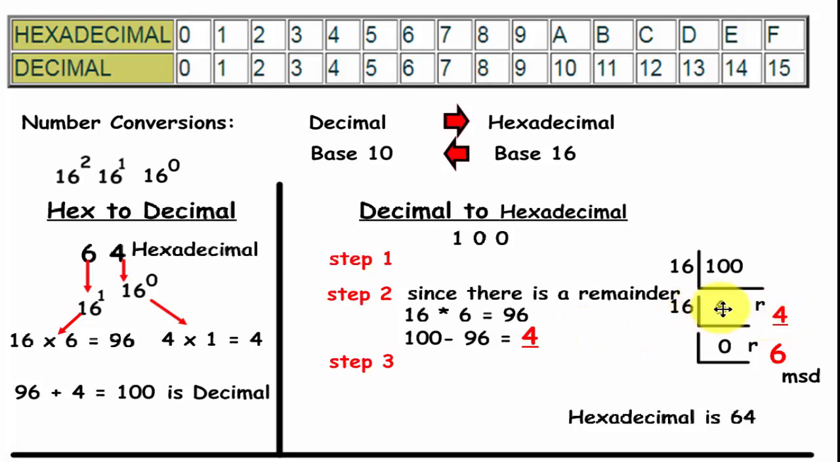How many times does 16 go into 6? 0 times, with a remainder of 6. So the answer here is 64, right? If you look over here, that's the hexadecimal answer.